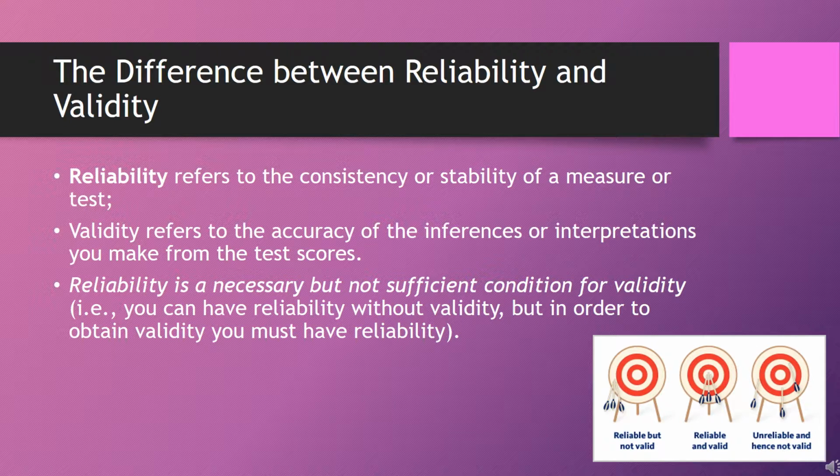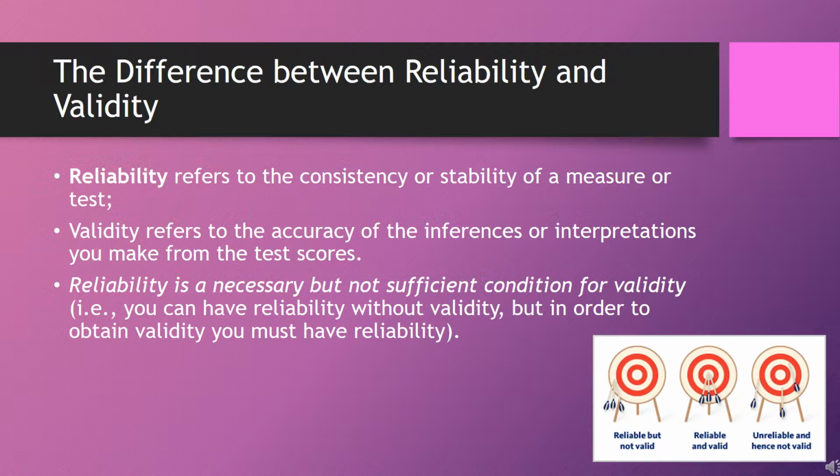The difference between reliability and validity. Reliability refers to the consistency or stability of a measure or test, whereas validity refers to the accuracy of the inferences or interpretations you make from the test scores. Reliability is a necessary but not sufficient condition for validity. That is, you can have reliability without validity, but in order to obtain validity, you must have reliability.